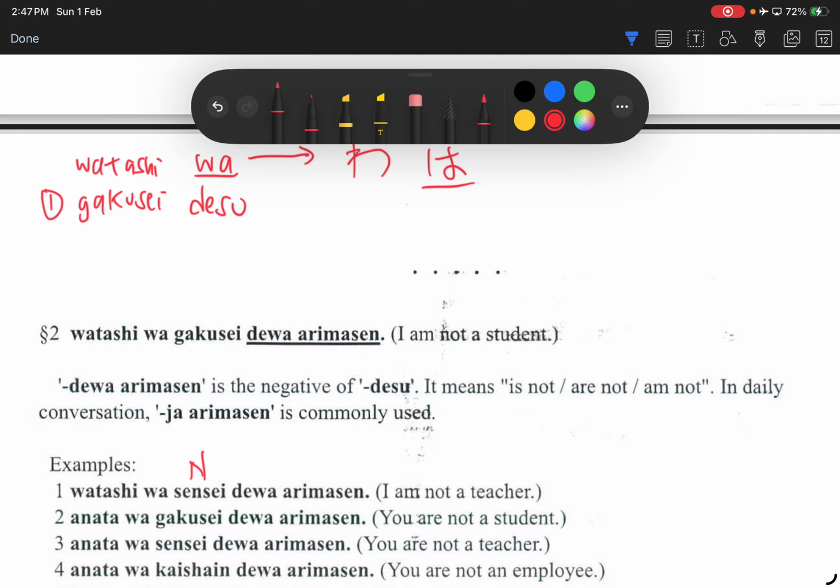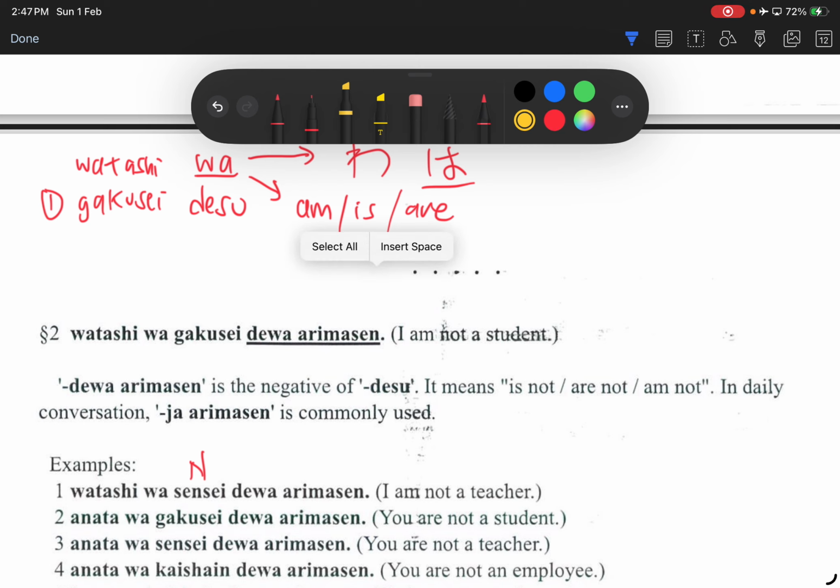Right, so the first one is watashi wa gakusei desu. So gakusei desu simply says that I am a student. You can think of wa as the "am" in English: I am student. Or I is student, I are student. In Japanese we don't have plural or singular. We just use wa as the subject particle.